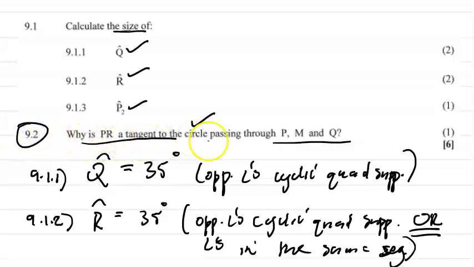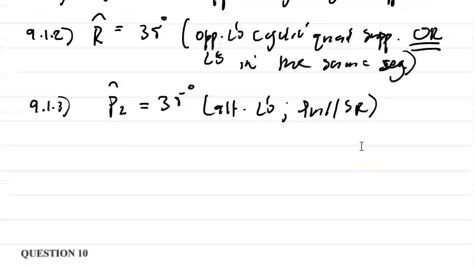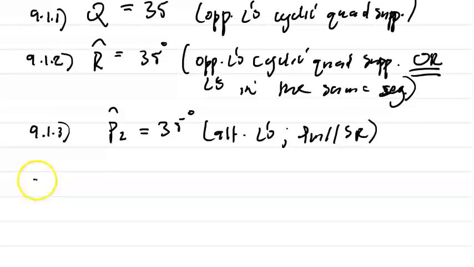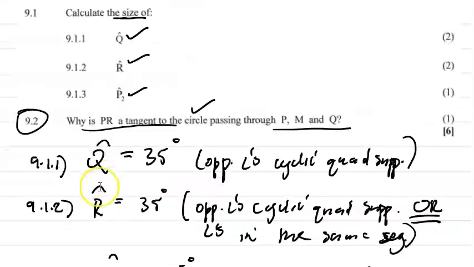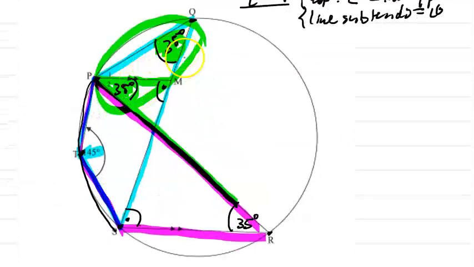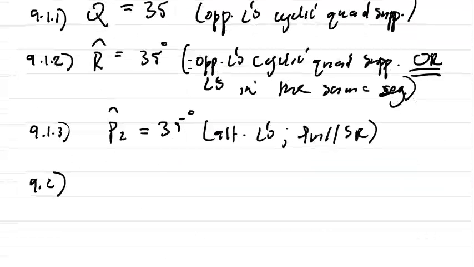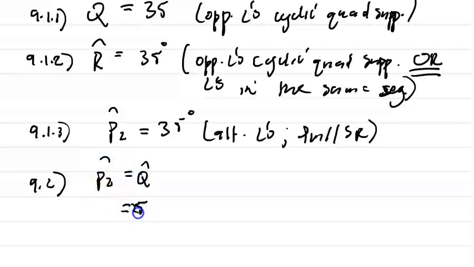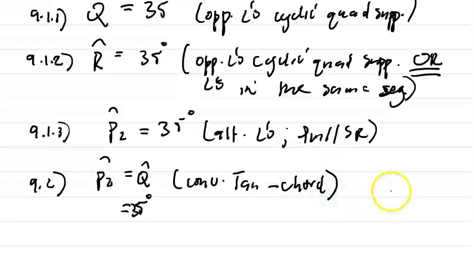And now we've got why. So 9.2, why is PR a tangent to the circle passing through P, M and Q, and we can now write that down. So 9.2, we will say the reason for that is that P2 equals Q equals 35 degrees. So we'll say P2 equals Q equals 35 degrees, and we'll say converse tan chord theorem. And that is it.